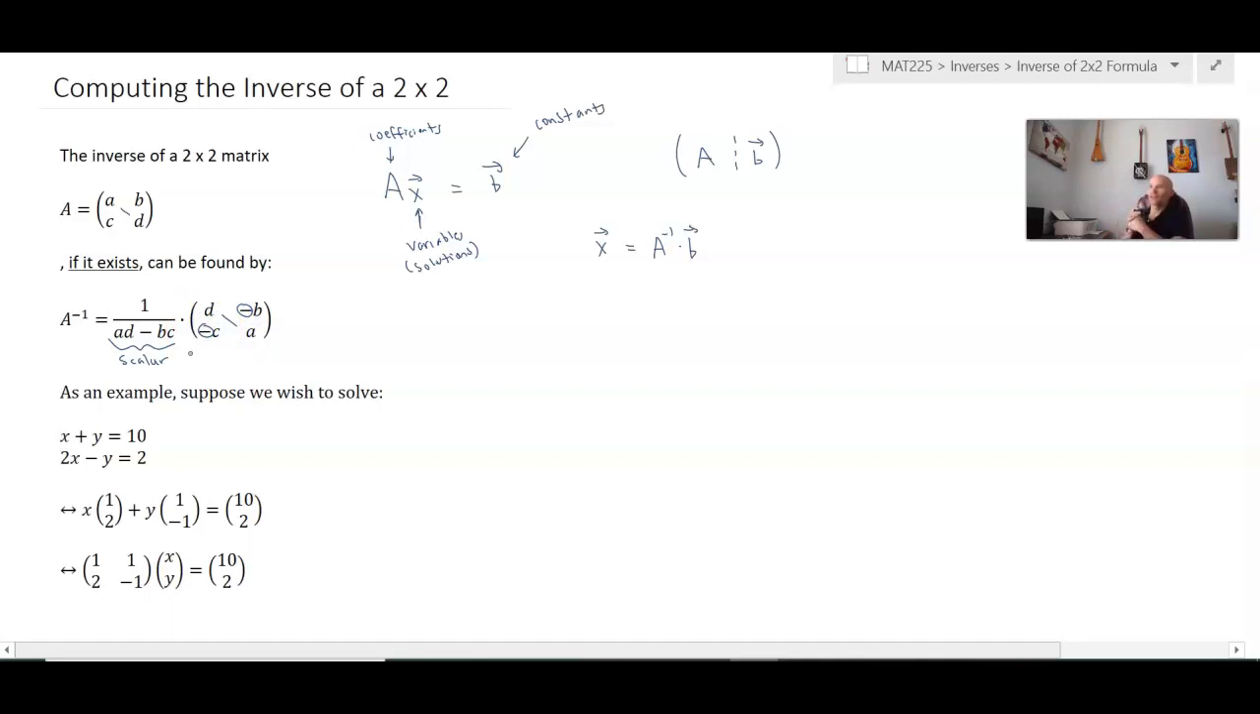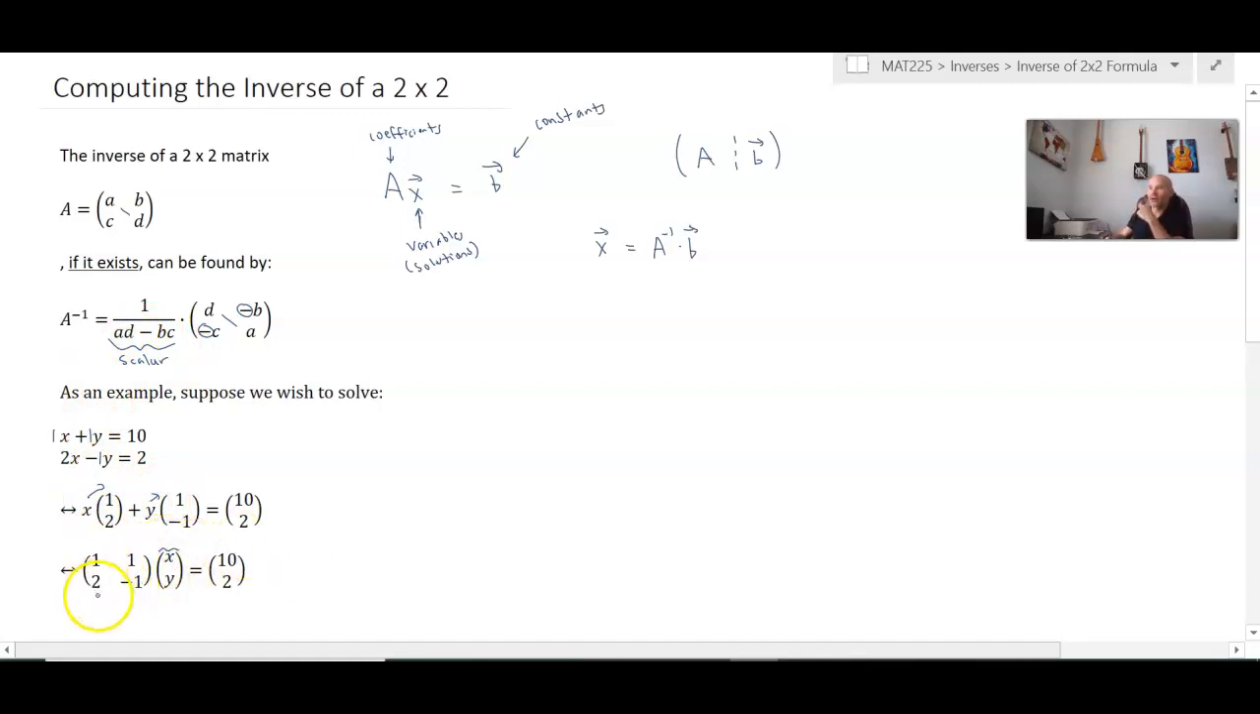And to show that this in fact works, let's consider a system, x plus y equals 10 and 2x minus y equals 2. We can write that as a vector equation, just as a reminder, as x times the vector 1, 2 plus y times the vector 1, negative 1, equals the vector 10, 2. And then we can unpack or undo the matrix vector multiplication, lift up the components of x and y, and produce this vector here.